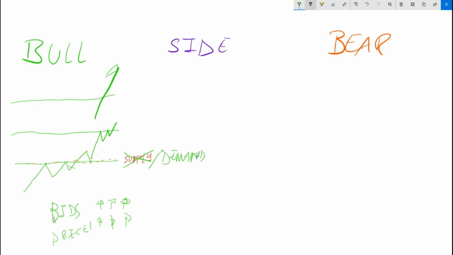Now, same thing for the bear market. In a bear market, generally the price keeps going down and down and down. Now, what you can have is a situation in which price is going down. Maybe this is a well-known support. This is a zone of clear demand.